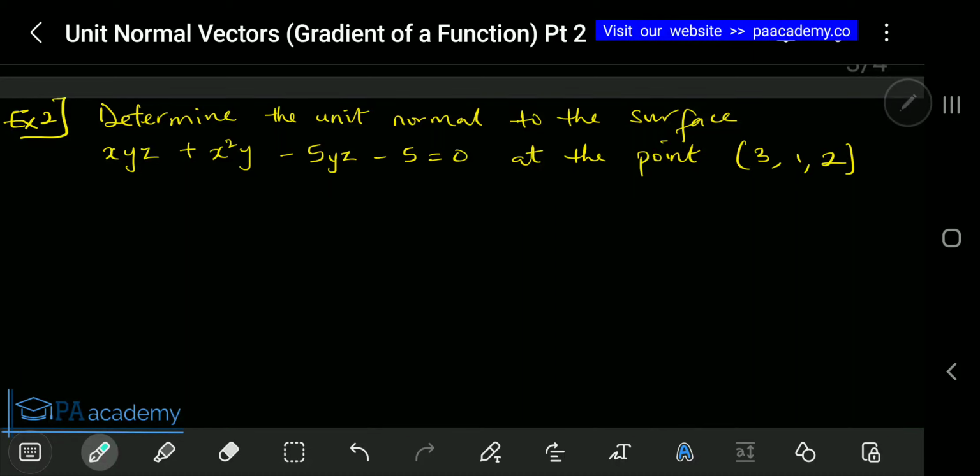So welcome back to part 2 on unit normal vector. In the previous part, we looked at the formula to calculate the unit normal vector, and we looked at one example. So here is example 2 under unit normal vector. The question says, determine the unit normal to the surface xyz plus x squared y minus 5yz minus 5 equals 0 at point (3, 1, 2). So let's do this.